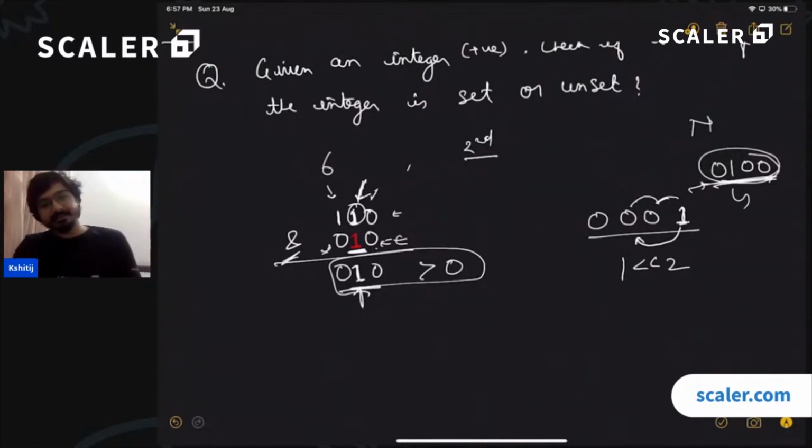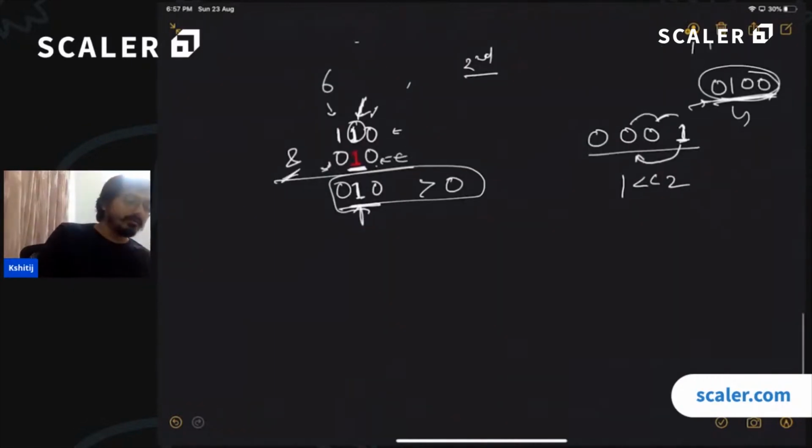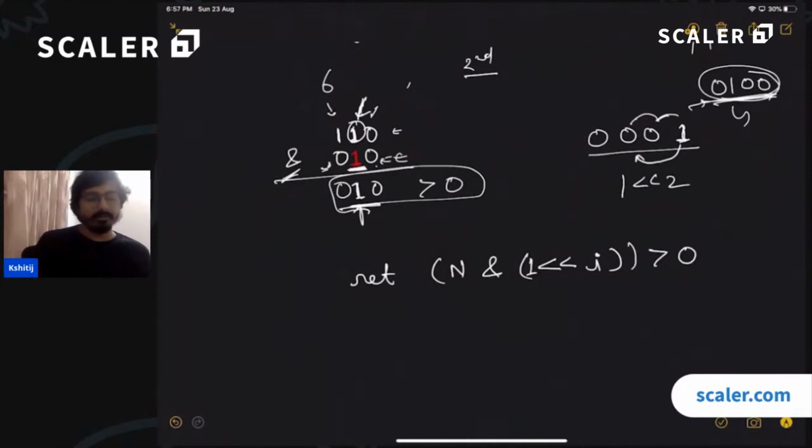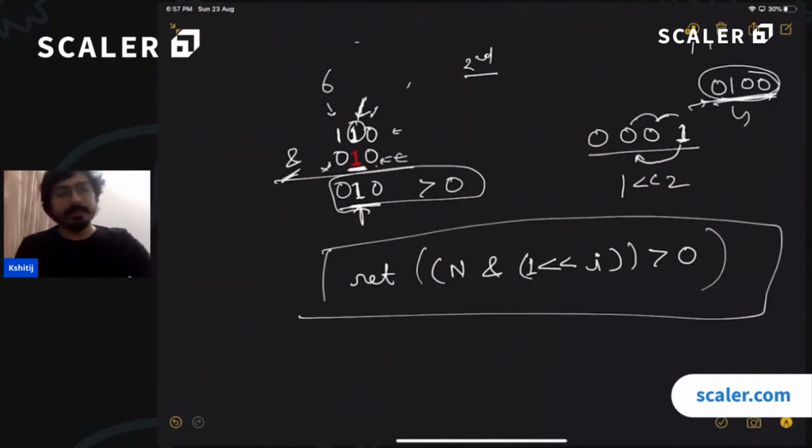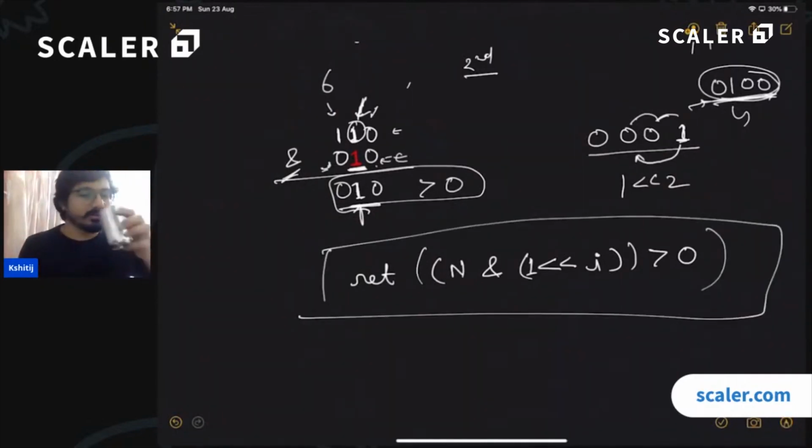If the result is greater than 0, then you can say that yes, the number has a set bit. So what will be the final equation? You will just have to return: if your number bitwise AND with 1 left shifted by I bits is greater than 0, then you return true, else you return false. This is how you can check whether the ith bit in your number is set or not.